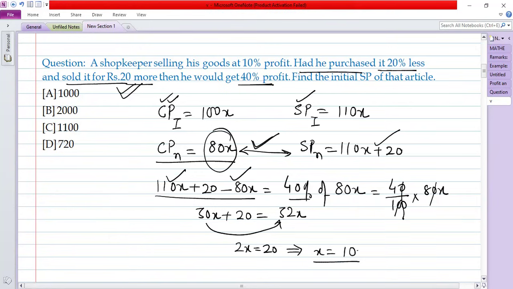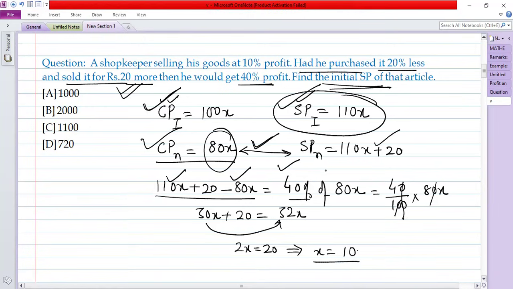Now, what is the initial selling price? I already commented that here. Someone may ask what is the initial cost price, what is the initial selling price, what is the new cost price, what is the new selling price. Anything can be asked. So here the initial selling price is asked. What will it be? You put x as 10 here, it will be 1100.